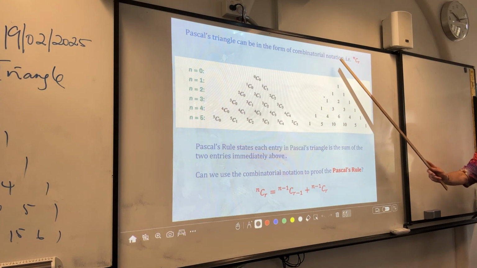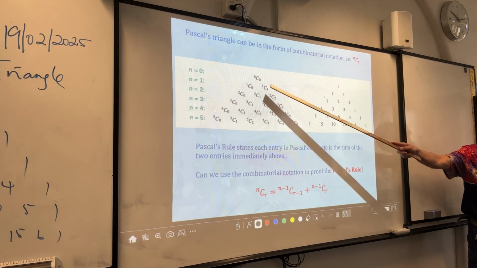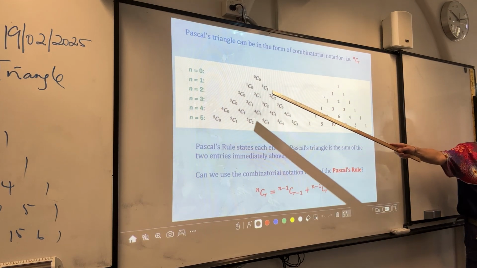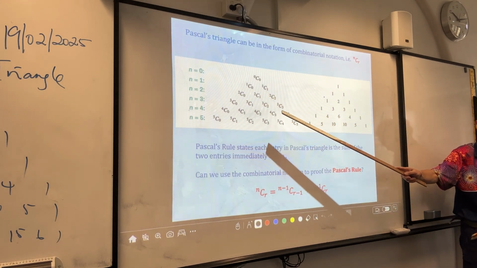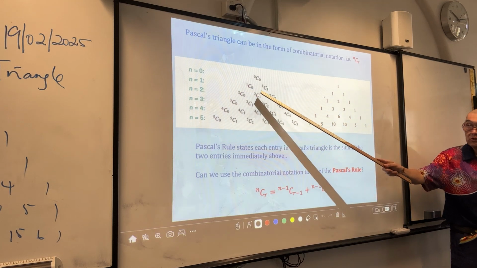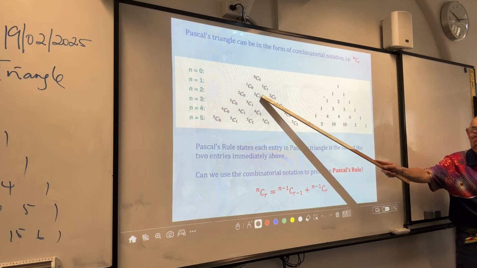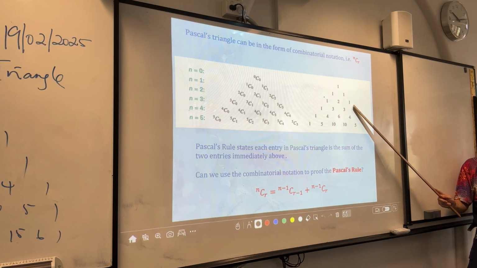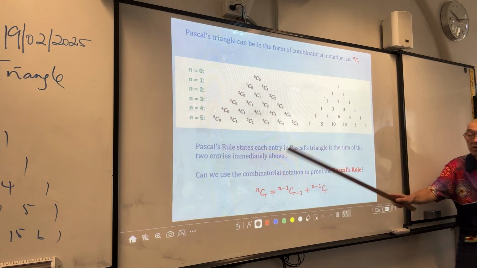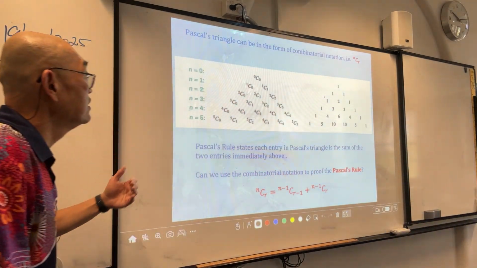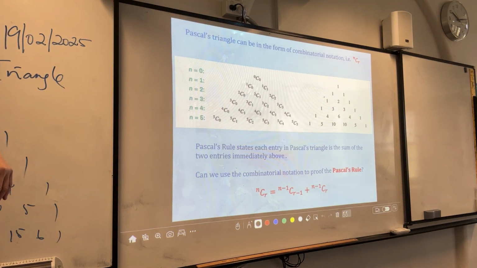So let's think about combinations. What is 0 choose 0? 1. 1 choose 0 is the same as 1 choose 1, so 1, 1. 2 choose 0, 2 choose 1, 2 choose 2. 2 choose 0 is 1, 2 choose 2 is 1, and 2 choose 1 is 2. So you think about choosing, and you can write this in the combinatorial notation, the nCr notation.